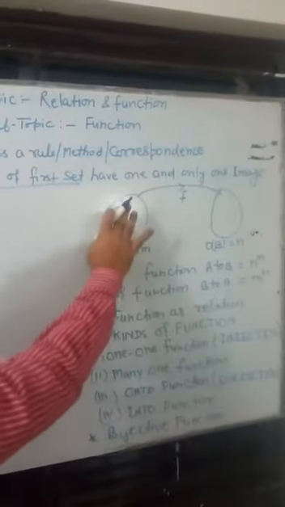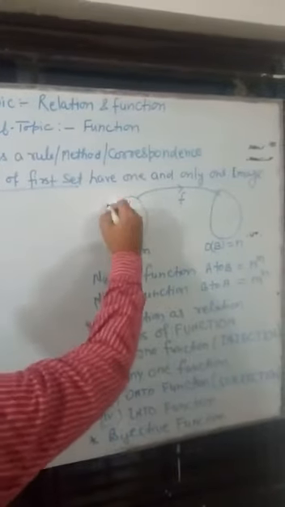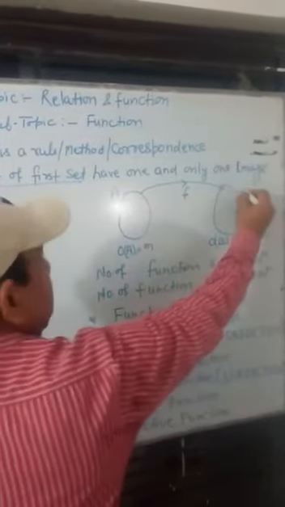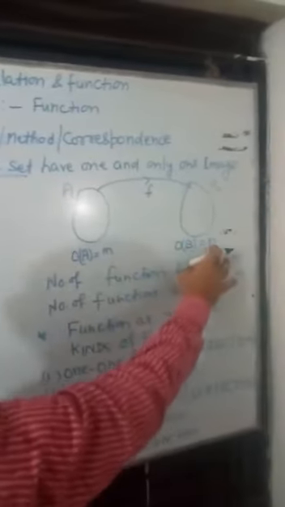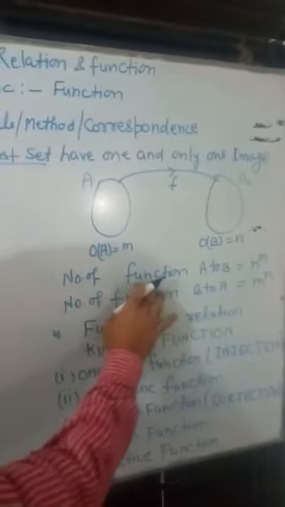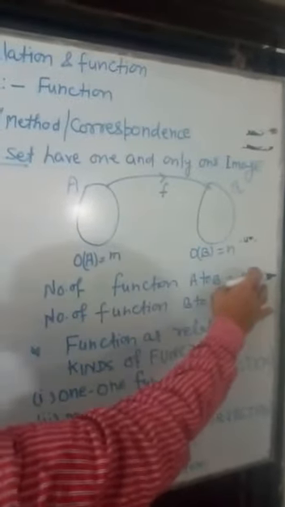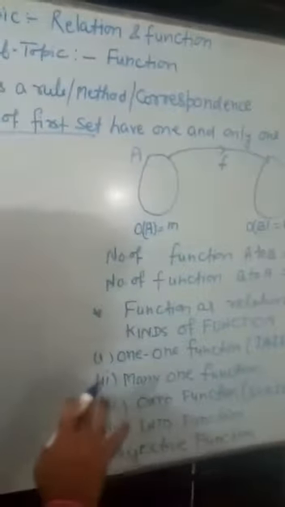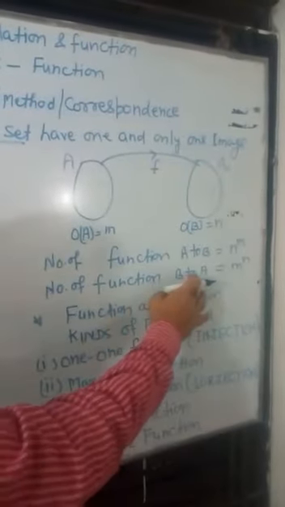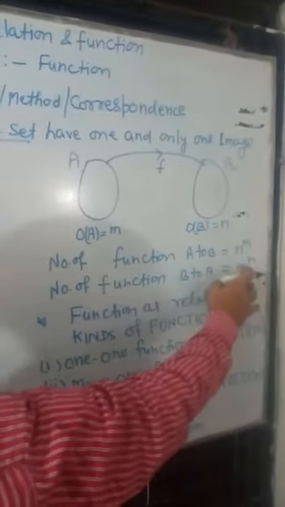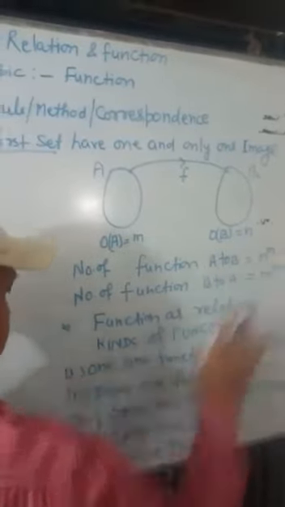Suppose A and B are two sets. A has m elements, B has n elements. The number of functions from A to B is n power m. If you want to find the number of functions from B to A, that is m power n.